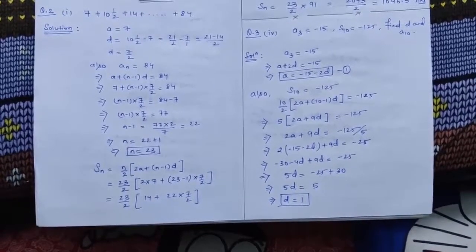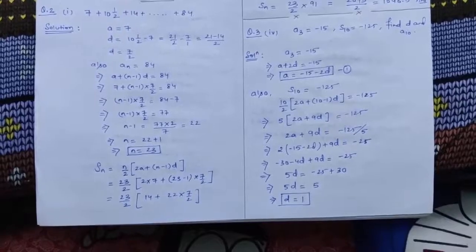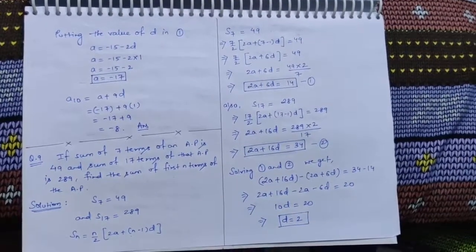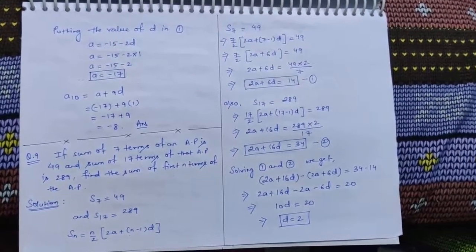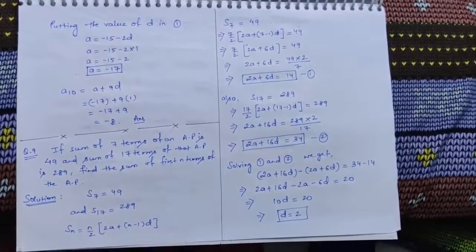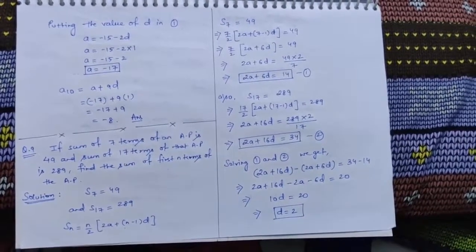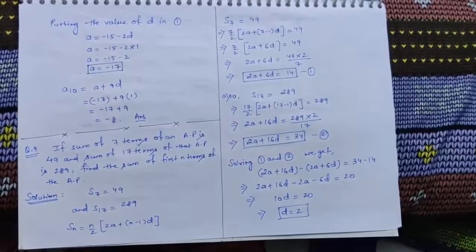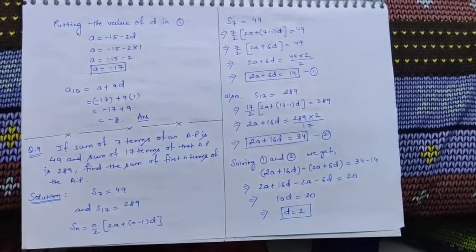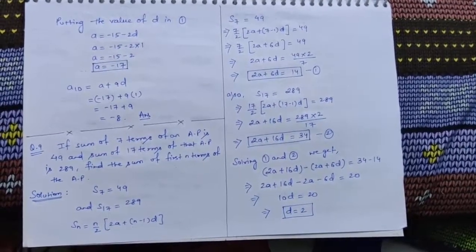Now putting this value of d in the first equation, we get a is equal to minus 15 minus 2d. Then we get a is equal to minus 15 minus 2 multiplied by 1, which is minus 2. The value of a is minus 17.